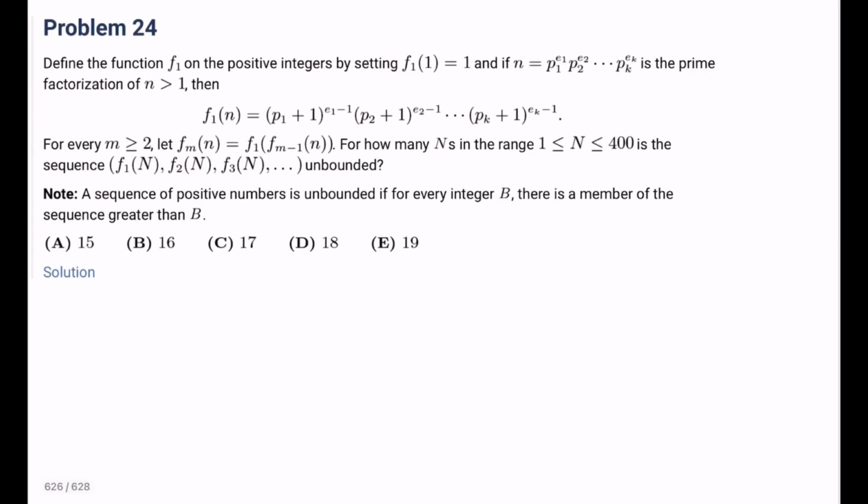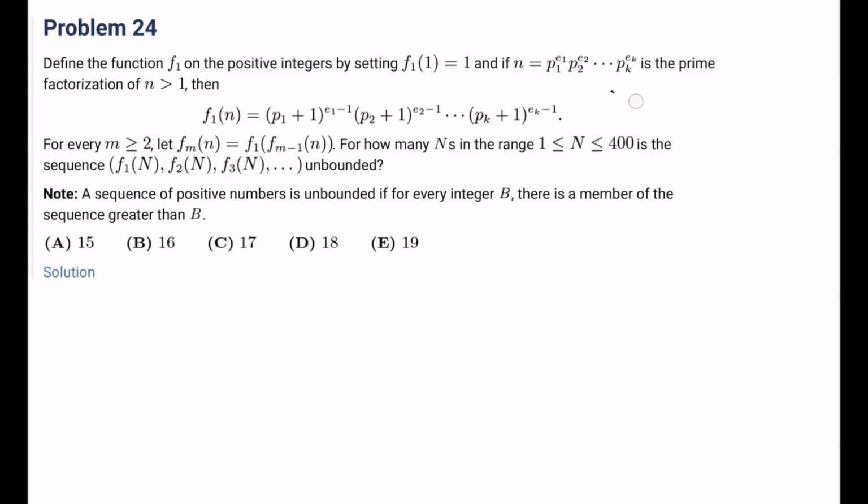Number 24, define the function f1 on the positive integers by setting f1 of 1 equals 1, and, for n greater than 1, writing out the prime factorization of n, then f1 of n is going to be this whole thing. So what this basically means is that if we have any integer n, like 400, this is going to be equal to 2 to the 4th power times 5 to the 2nd power. So this is basically the prime factorization. And then this is going to just add 1 to the base and subtract 1 from the exponent. So that just means that this is going to become 3 to the 3rd power times 4 to the 1st power. So that's just what this whole thing basically means.